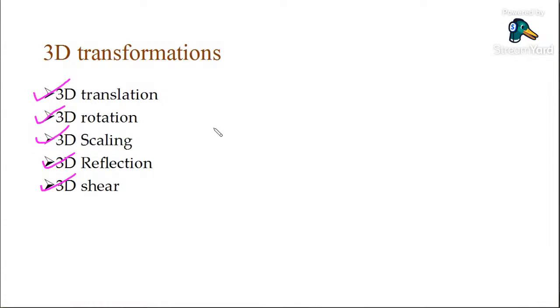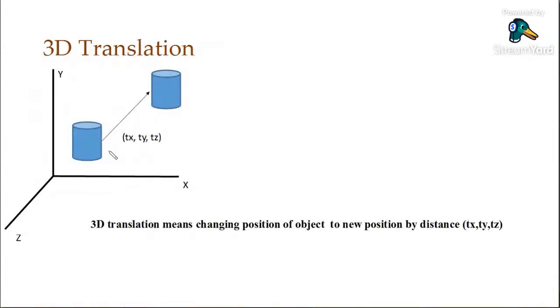So we'll begin with the first transformation, that is 3D translation. Now here you can see, suppose this is the first object we have, the original object, and the object is translated by some distance: tx in the x direction, ty in the y direction, and tz in the z direction. So this is the new position of the object after translation. So this is a 3D translation. After taking tx, ty, and tz, it is shifted to some other location. So this is the new object, right? There are three parameters, tx, ty, and tz, in case of 3D translation.